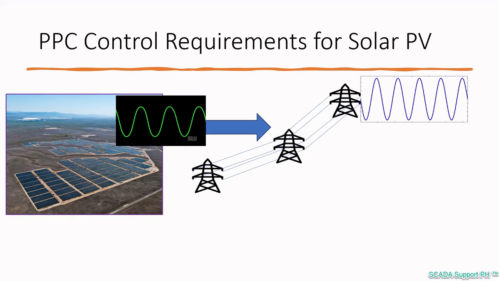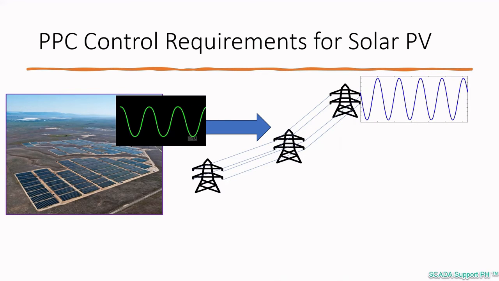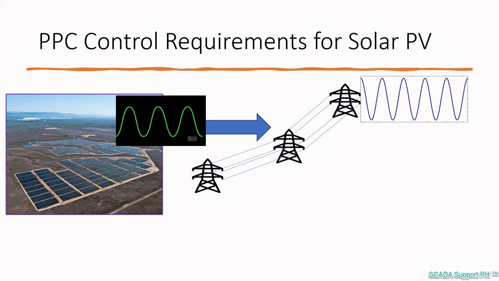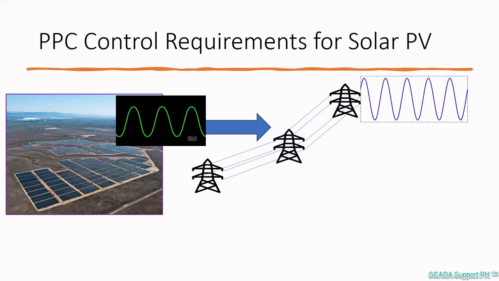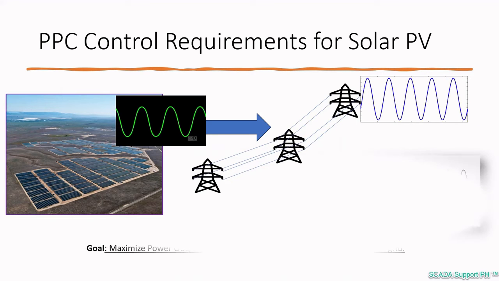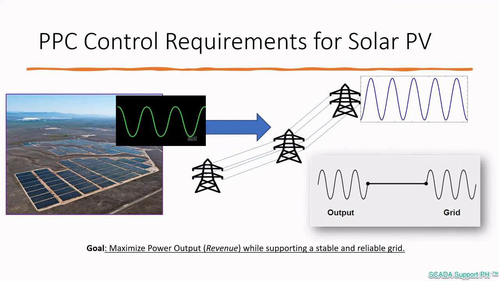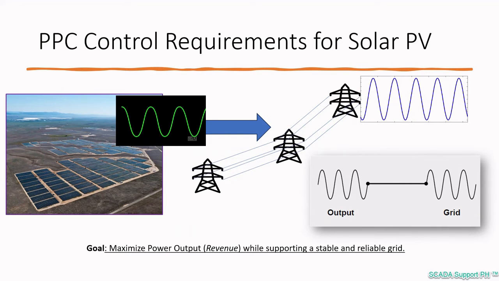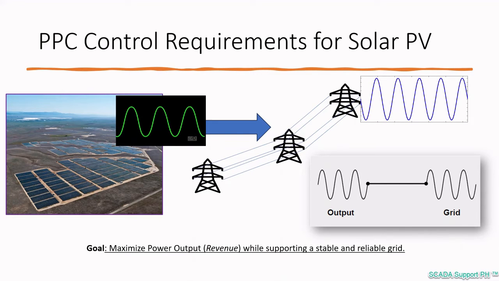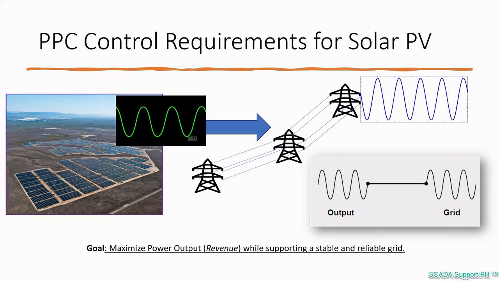Factors such as overvoltages and undervoltages caused by grid impedances and load consumptions, over and under frequencies caused by heavy loads or connections or disconnections, and excessive real power consumption. The goal is to maximize power output and therefore revenue, while supporting a stable and reliable grid. Solar PV power plants can accomplish this by regulating active and reactive power through the PPC.